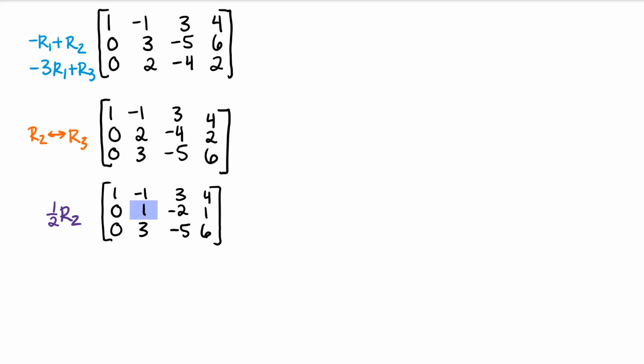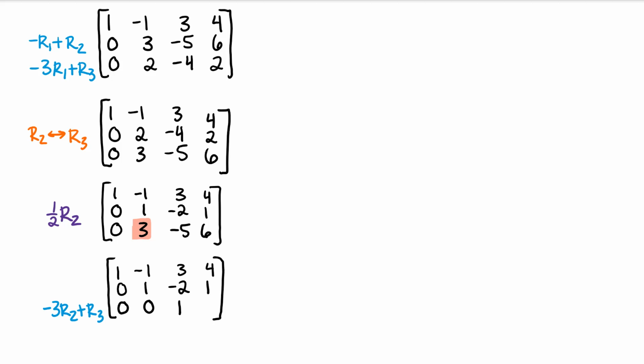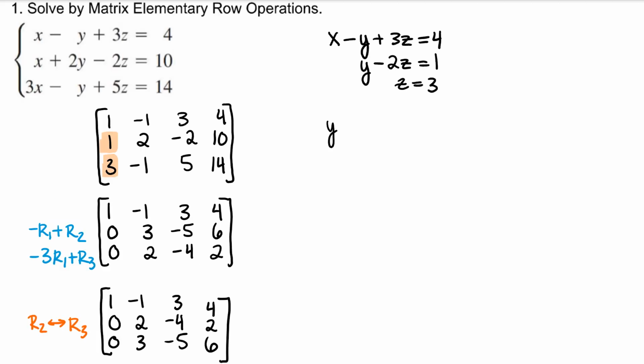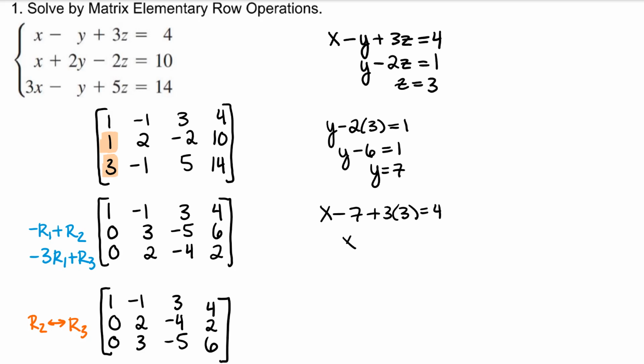Now the entry in the second row and second column is a 1, and we will use row 2 to change this 3 into a 0, getting it into triangular form. Multiply row 2 by -3 and add it to row 3. Now that your matrix is in triangular form, rewrite it as a system of equations. Use back substitution to solve for y and x. And your solution is 2, 7, 3.